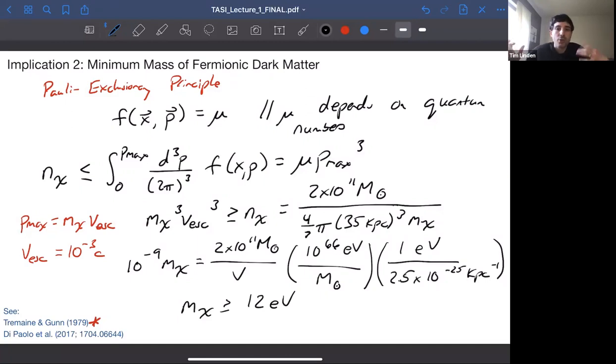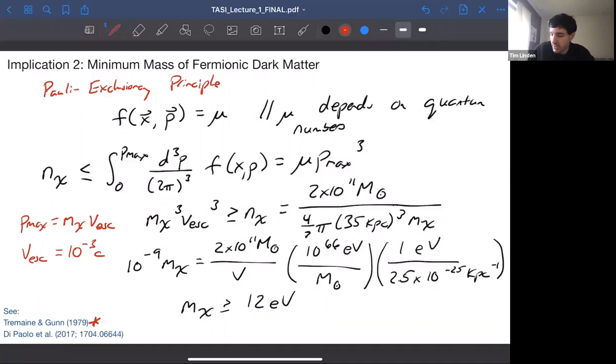You can only have one dark matter particle per state because of the Pauli exclusion principle. How massive do the dark matter particles have to be so that they add up to 2 times 10 to the 11 solar masses within 35 kiloparsecs of radius? And you find that they have to be at least 10 eV or something like that.